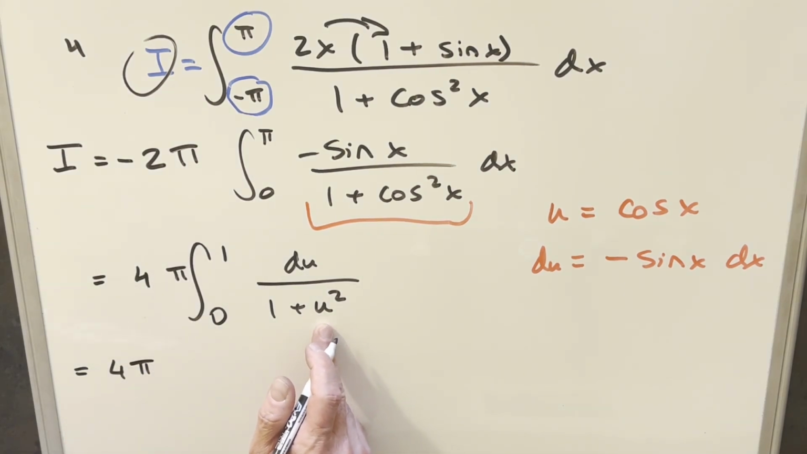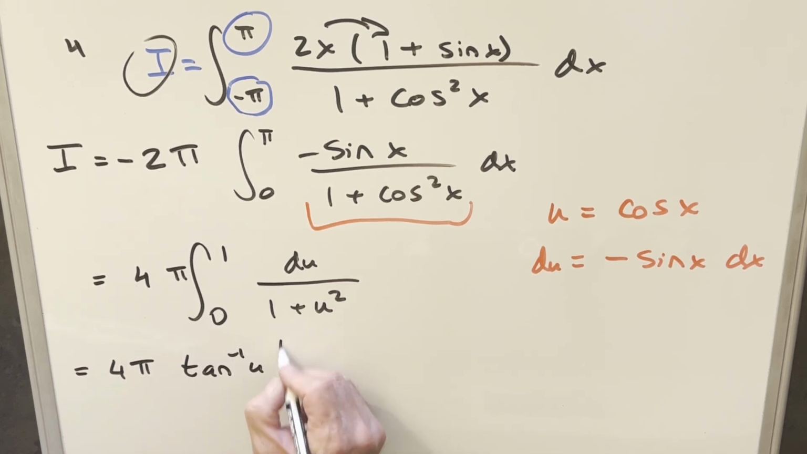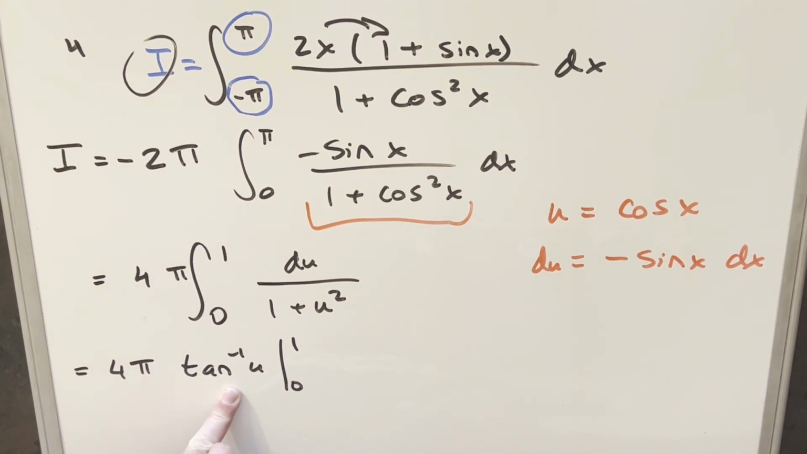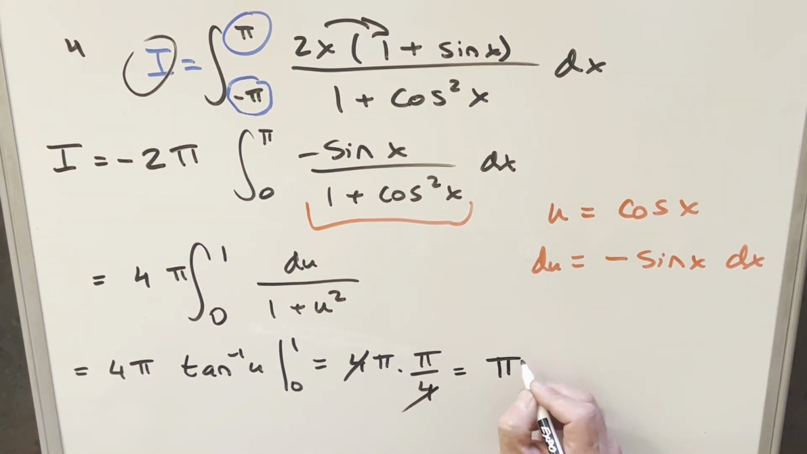Integral here of du over 1 plus u squared. This is just going to become arctan of u, and we just need to evaluate from 0 to 1. Evaluating arctan at 0 is just 0, so we just need to evaluate arctan at 1. Bring the 4 pi in front. Arctan of 1 is just pi over 4. Multiplying this out, the 4s cancel. And for my final solution of this, we just get pi squared.